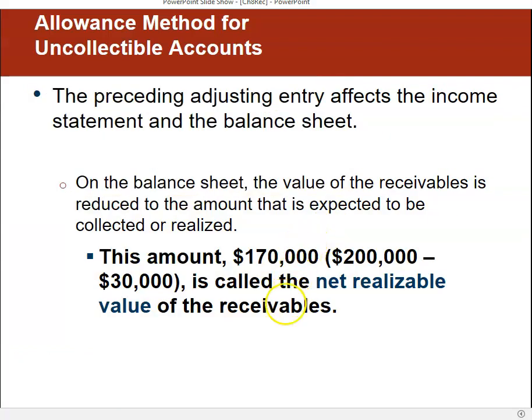Okay, I pretty much covered this already. This amount, $170,000, is called the net realizable value, or the net value of the receivables. So I want you to understand that at this point we have $200,000 in accounts receivable, and we don't have any indication for sure that any of these debts are no good. But we're going to assume that we may have an issue in the future.